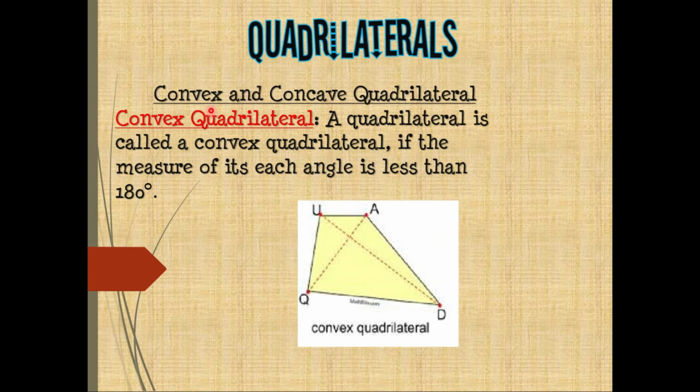Now let us see the other types of quadrilateral, that is convex and concave quadrilateral. So what are convex quadrilaterals, children? A quadrilateral is called a convex quadrilateral if the measure of each of its angles is less than 180. Okay, so angle A should be less than 180, and angle D we have to measure with the protractor. So when we are using the protractor and we see that all the angles are less than 180 degrees, that means it is known as a convex quadrilateral.